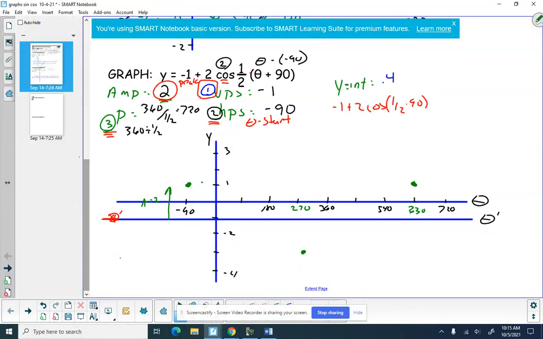If we're at 630, we'll be at our peak value again. If we're here at a peak, we have to be at a peak here. Play our games of halves: halfway between -90 and 630, add them together, divide by 2, we get 270. So we have a peak here with our cosine curve.